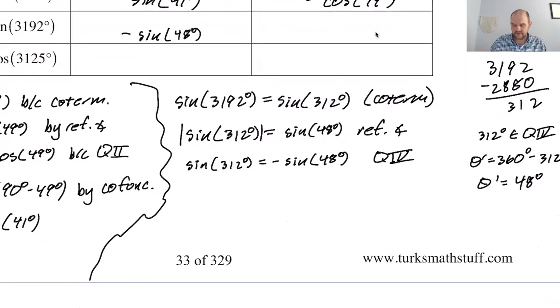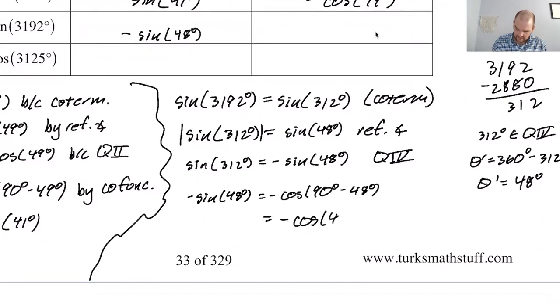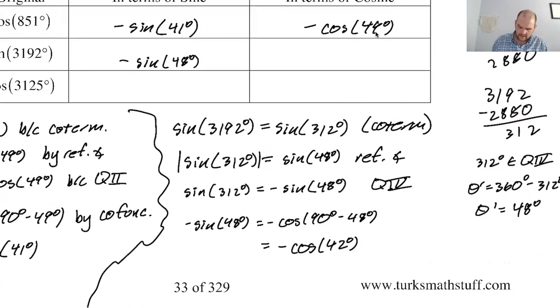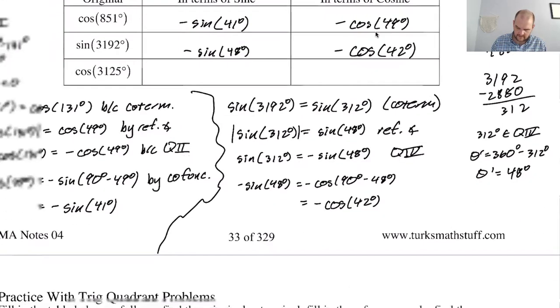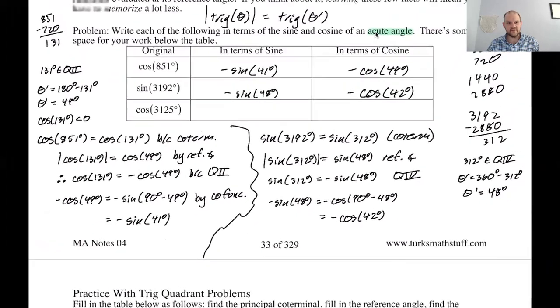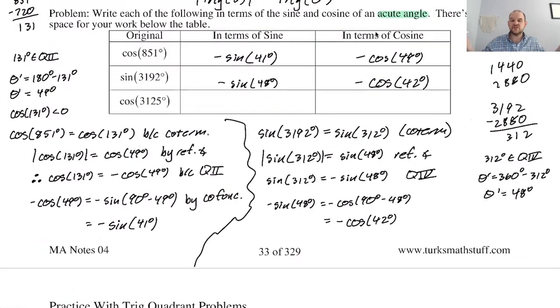And then I'm just going to cofunction my way over. So the negative sine of 48 is equal to the negative of the cosine of 90 minus 48, which means the negative of the cosine of 42. So let's check these. Negative cosine of 42. Is there any chance I could fit 3125 on here? I don't think so. I did not leave myself enough work. Let's just do that one on the calculator.